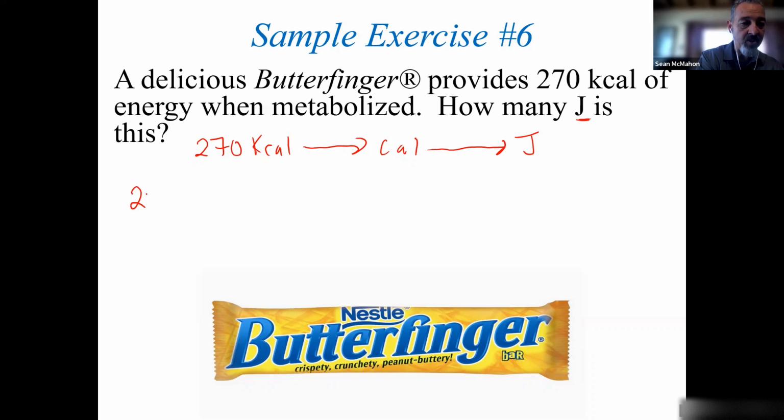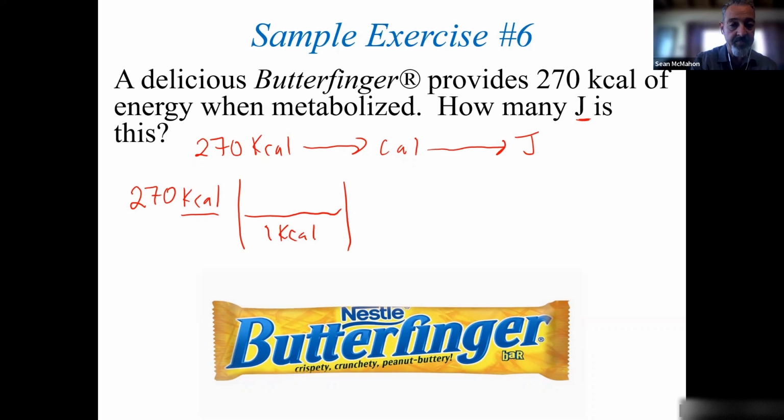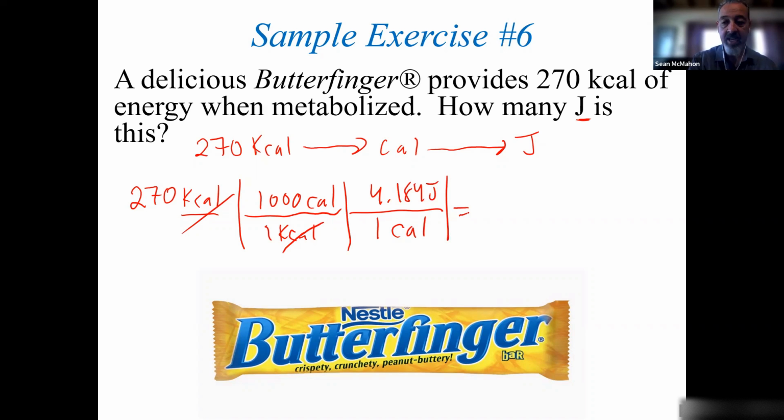So how do I write this out? 270 kilocalories. Remember, I want to cancel out kilocalories, so that's going to go on the bottom. 1 kilocalorie is 1,000 calories. So that unit's canceled. And then from the previous slide, 1 calorie is 4.184 joules. Now that gives me a rather long answer. It's 1,129,680 joules.